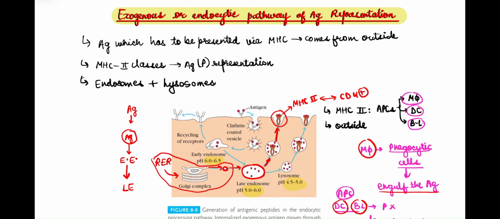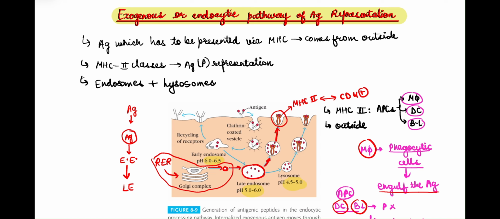Hello learners, in today's class we have to start with another pathway of antigen presentation, that is the exogenous pathway of antigen presentation. The exogenous pathway of antigen presentation is also referred to as the endocytic pathway of antigen presentation. It is referred to as the endocytic pathway also because the organelles which are involved here include endosomes and lysosomes.